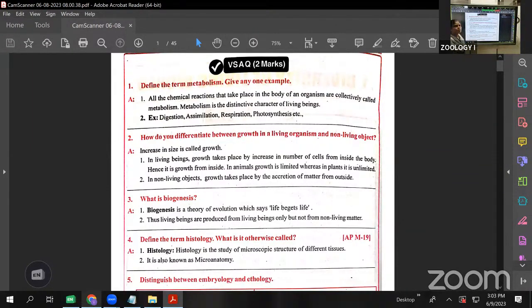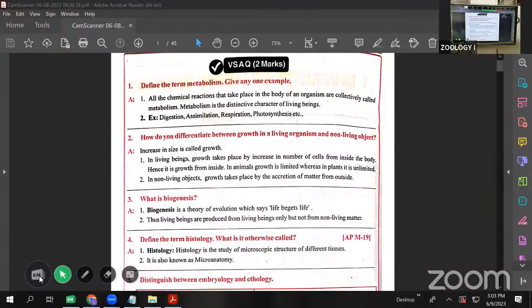Good afternoon. Welcome back to Zoology first year class. We are in the VSAQs. Some lessons we finished. I think the second lesson we finished. I think we'll check out.